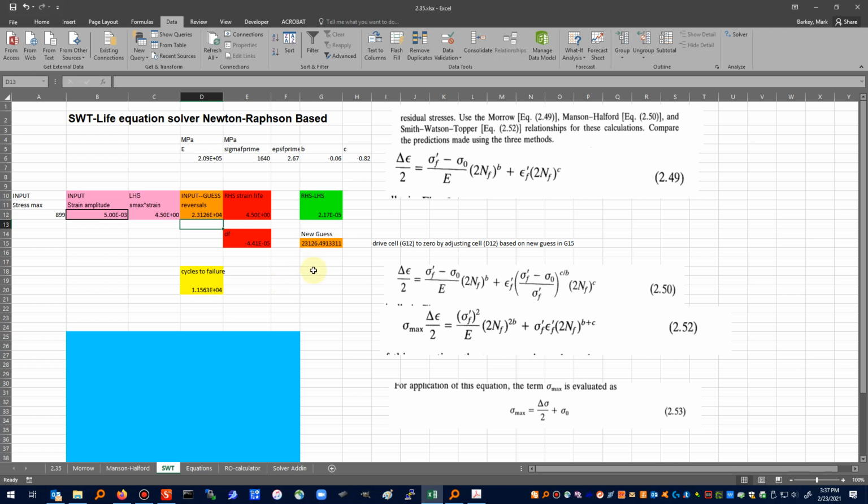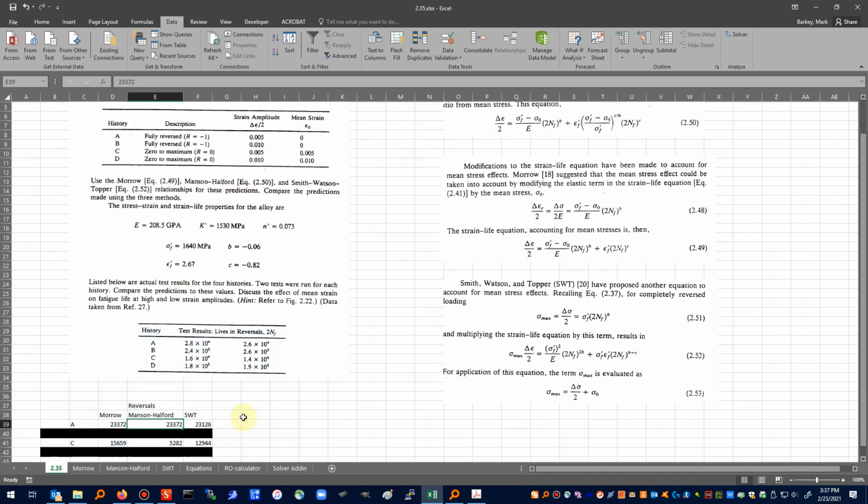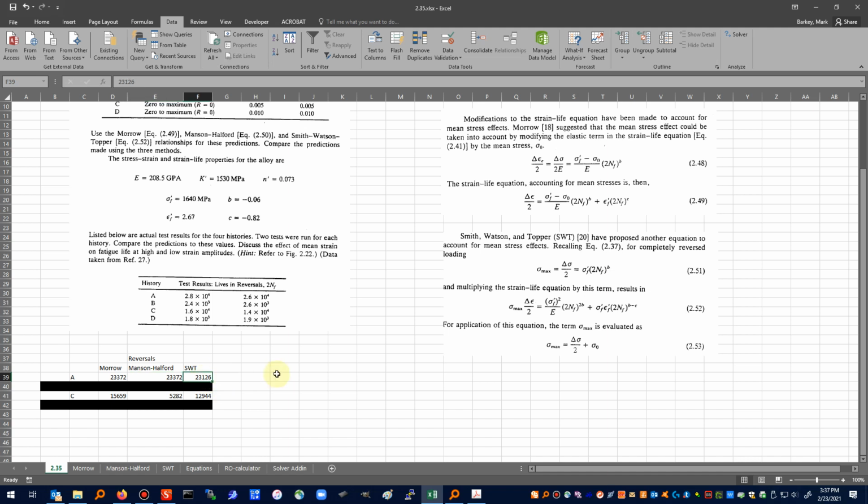Okay, so it looks like we've converged at 23,126. Okay, and that's this value here. So we don't necessarily get the exact same result that we get with Smith-Watson-Topper and with the zero mean stress. Should be pretty close, and it is, but it's not necessarily the exact same number.